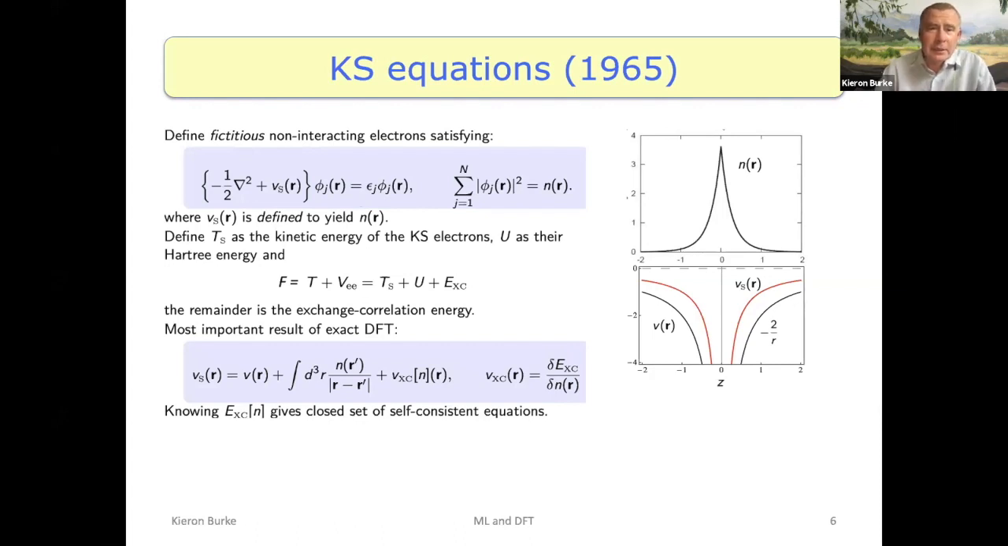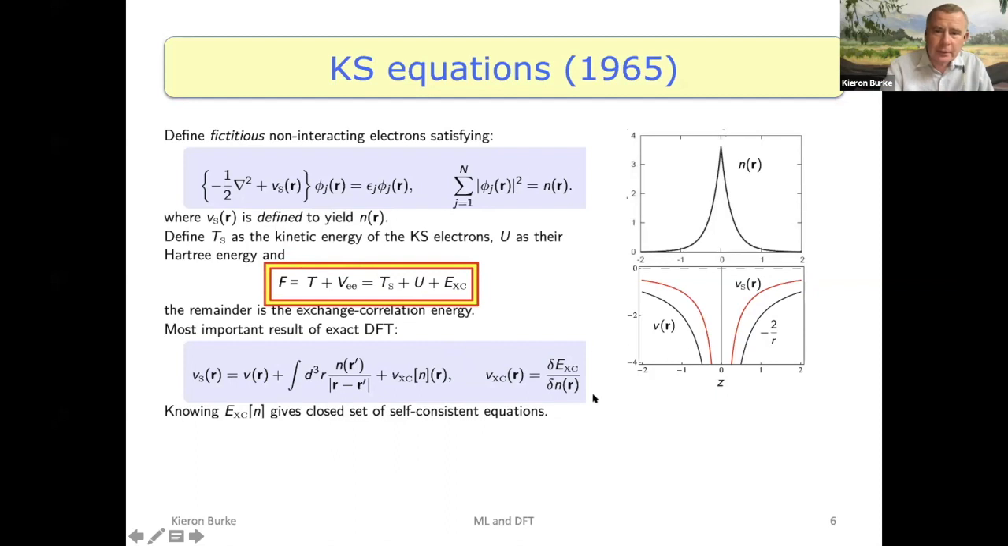But that potential is defined so that the density of these fake electrons equals the exact ground state density of your system. And when you follow the logic of that, you discover that you can write your functional in terms of properties of these fake electrons: the Kohn-Sham kinetic energy, the kinetic energy of these non-interacting electrons, the Hartree energy, U, and the small piece of unknown exchange correlation energy.